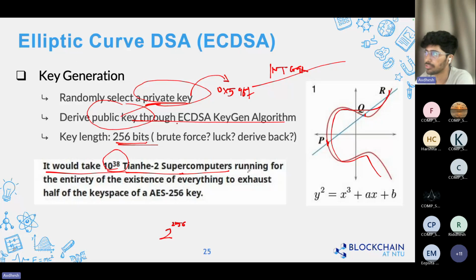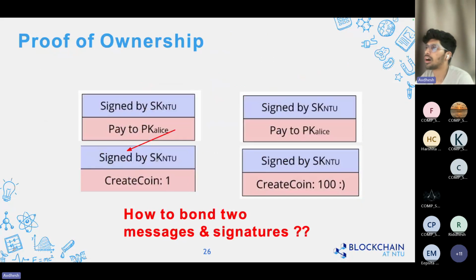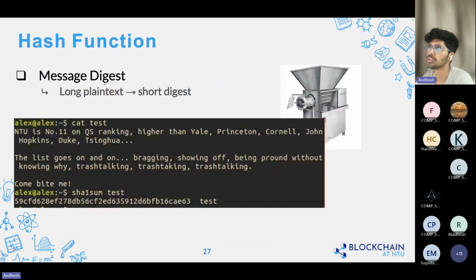So it would take this much time, the entirety of the existence of everything, to exhaust half of the key space of an ES256 key. So this is a protocol to make the public and private key. 10 to the power of 38 is like billions and billions of years, right? So I don't think anyone can guess a public key or a private key in general, unless it's compromised. Now I'll just skip to this part, and I'll go to the hash function. So what is a hash function?